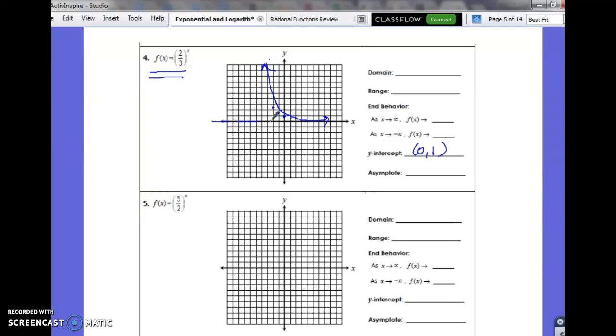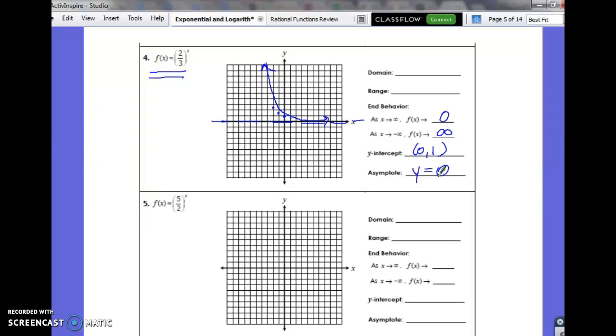Okay? Follows the same pattern as the previous graph, and all the information will be the same. The domain is the same. The range is the same. It still goes to 0 on the right, and it still goes up forever on the left. The y-intercept is the same, and the horizontal asymptote is also the same.